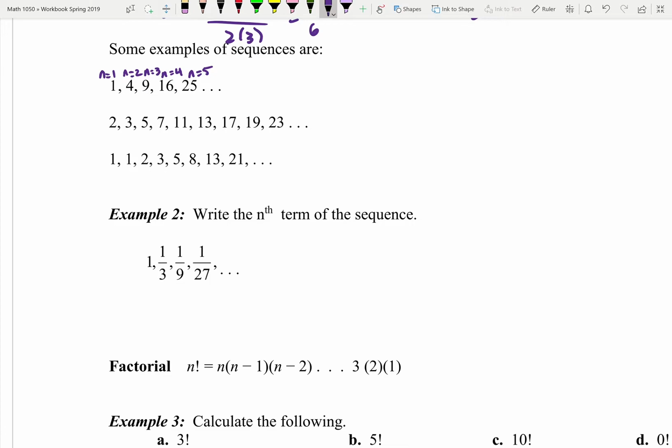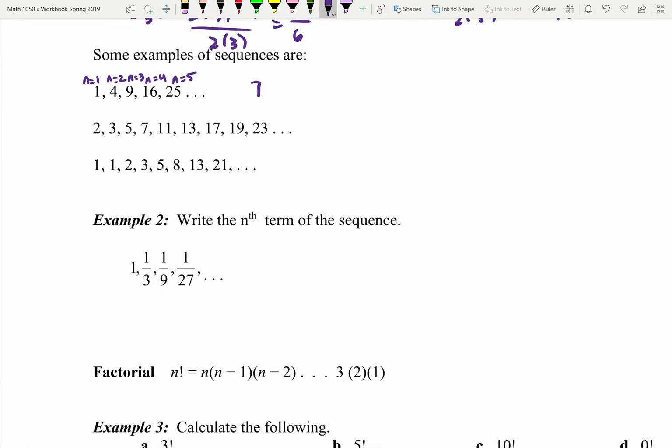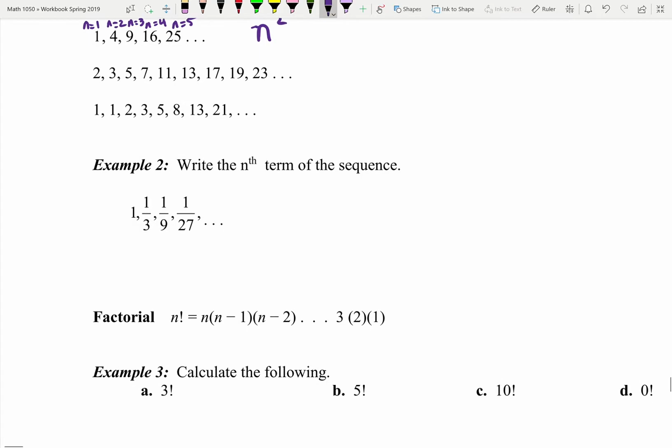So then you can kind of use those n's to figure out the formula, okay? So how do I use a value of 1 to get a 1, and then a value of 2 to get a 4, and then a value of 3 to get a 9? What am I doing to that value? Just squaring it. So the formula here would be n squared. Okay? Okay, look at the next one.